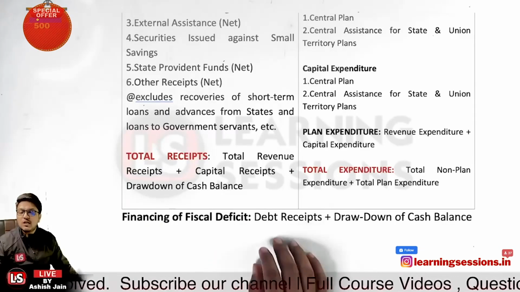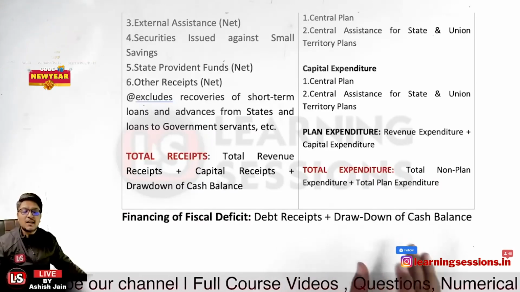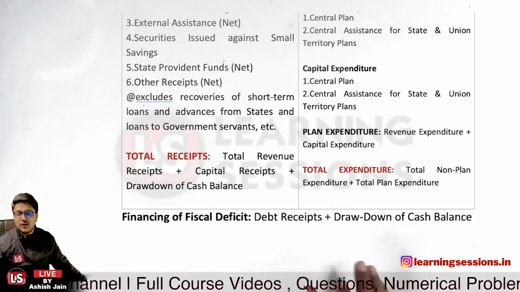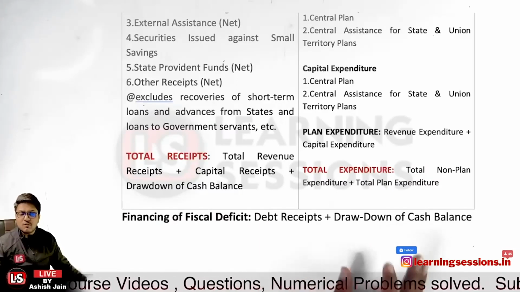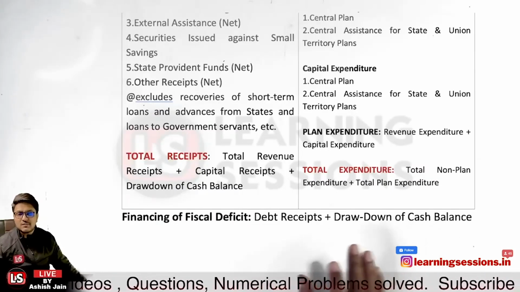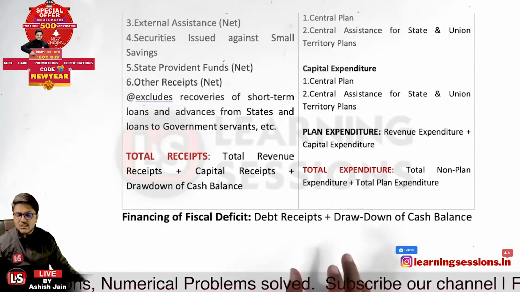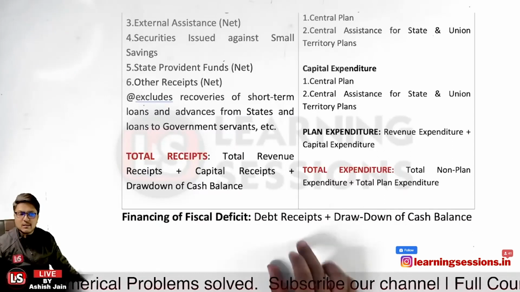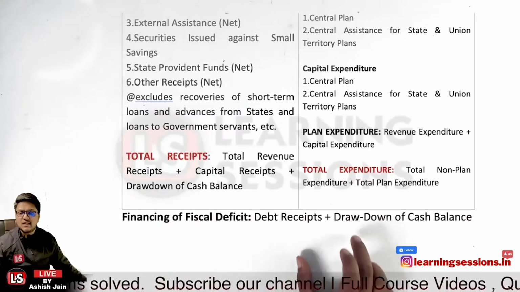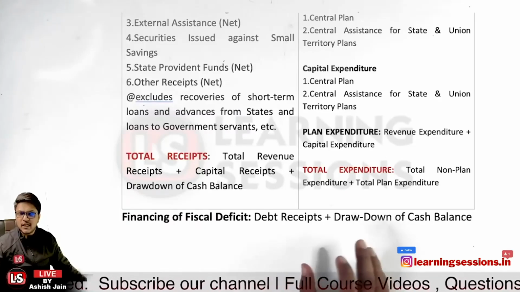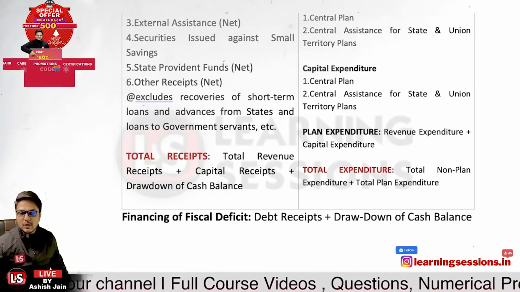Debt receipts. So whatsoever amount we have received in the form of debts plus drawdown of the cash balance, where we have drawn the balances in the form of cash, that is basically your financing of the fiscal deficit. That means this particular part is the sum total of two terms. One, it is related to debt receipts, and the other one is a drawdown of the cash balances. These have basically been taken as the debt itself. Okay, these are related to financing of the fiscal deficit. Is that clear? Is that particular part clear over here?